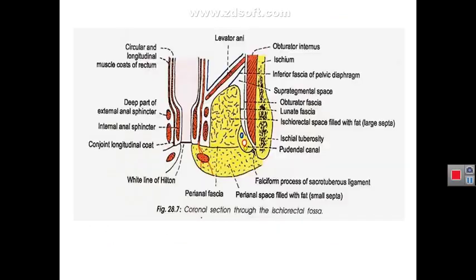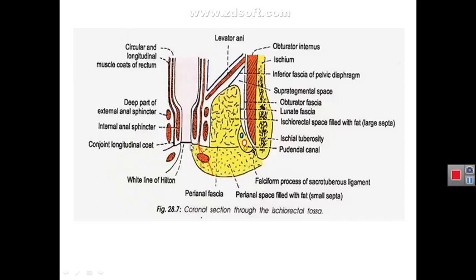Again, this is a coronal section in the anus. You can see the anal canal. This coronal section is in the region of the anal triangle, and it shows the anal canal in the middle, and on the sides of it the ischiorectal fossa on that side and that side.